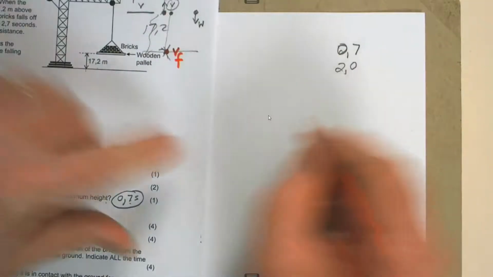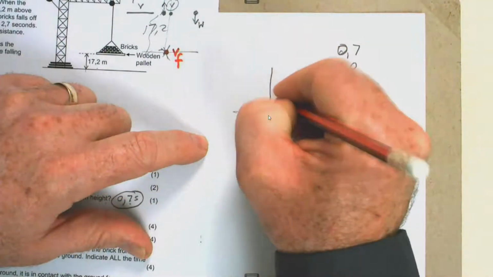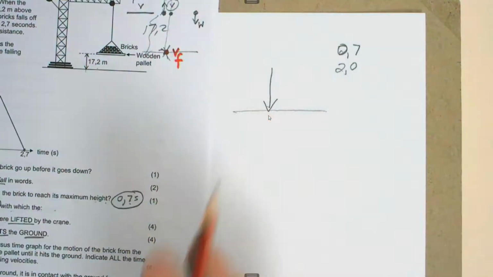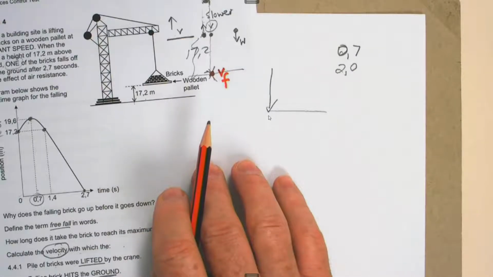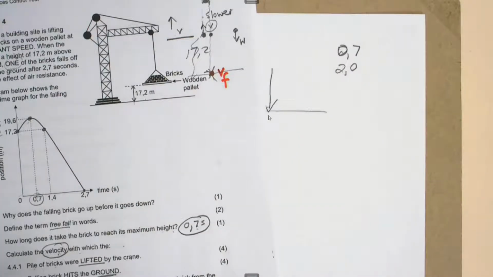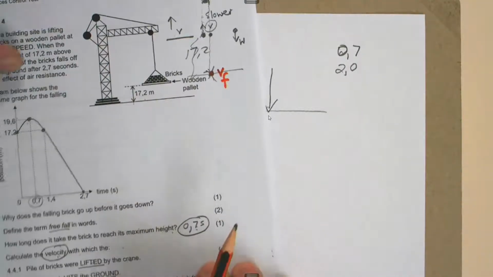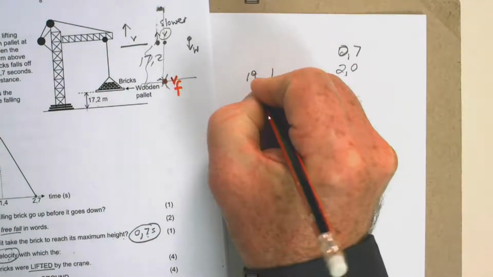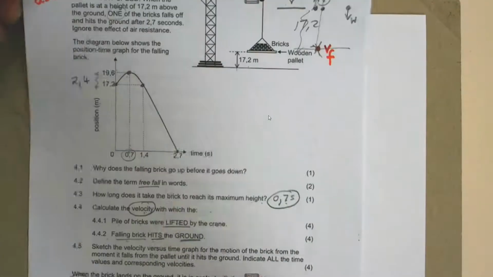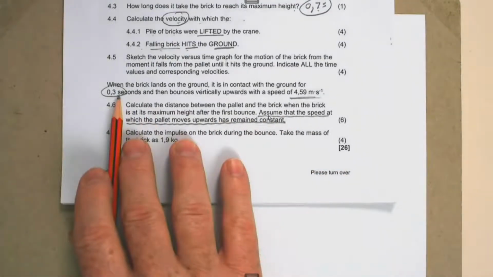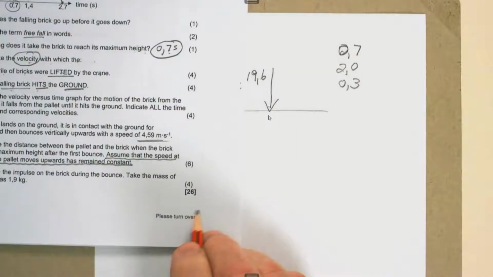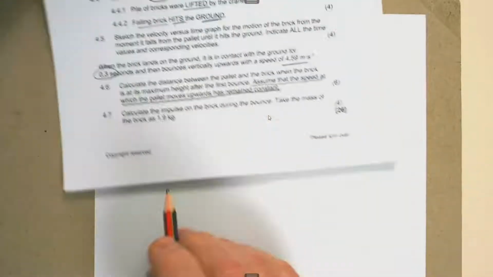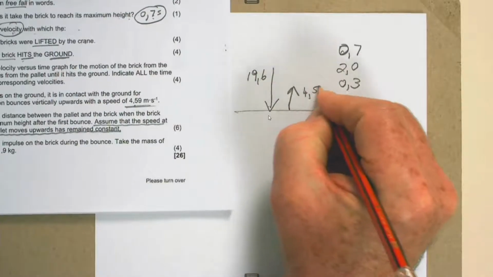And once it hits the ground with a certain velocity that we have now calculated. The falling brick hits the ground. So 4.4.2 gives us the velocity with which it hits the ground. And that was 19.6. So it hits the ground with a velocity of 19.6. And then it says here, it is in contact with the ground for 0.3 seconds. So it is in contact with the ground for 0.3 seconds before it goes up due to the change in momentum, and it leaves the ground with a velocity of 4.59.